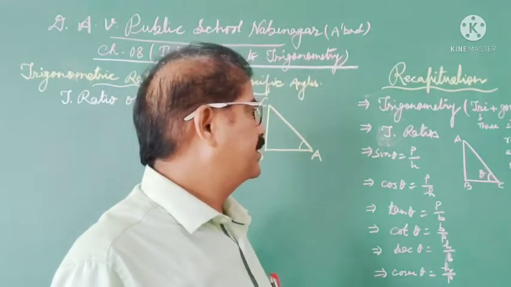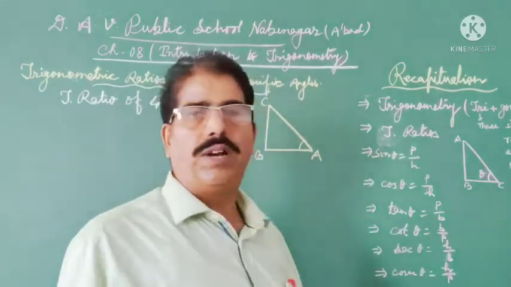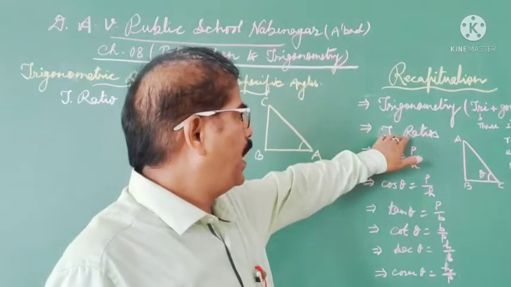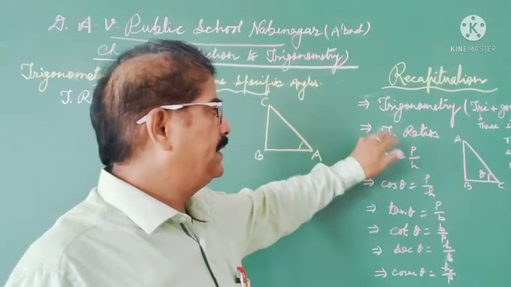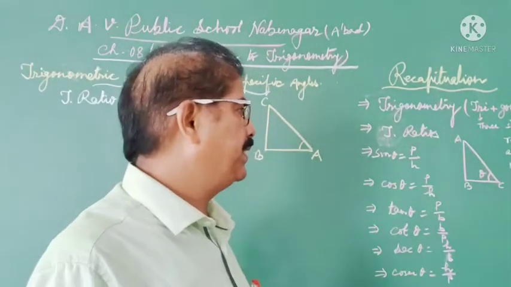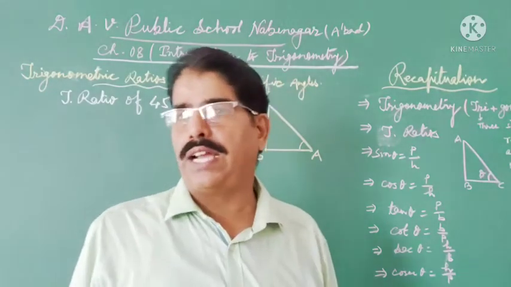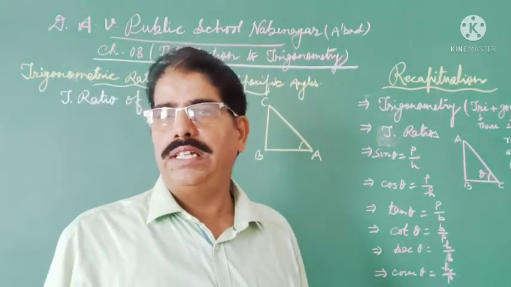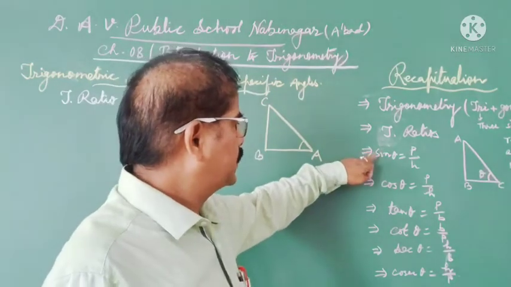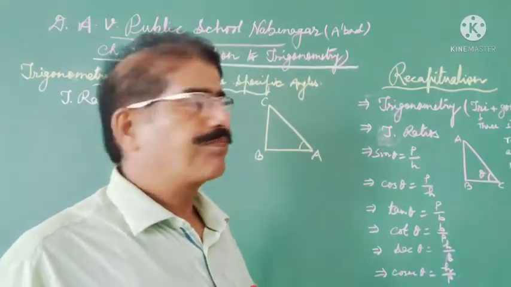Dear friends, we also explained in the previous class the T ratio. What is T ratio? The trigonometric ratio of an acute angle in a right triangle expresses the relationship between the angles and the length of sides. Clear? Mainly six ratios: sine, cos, tan, cot, sec, and cosec.